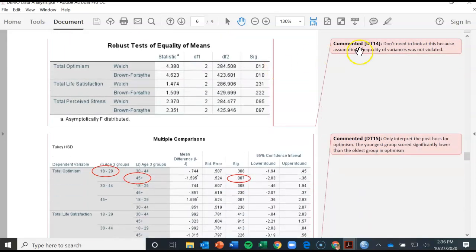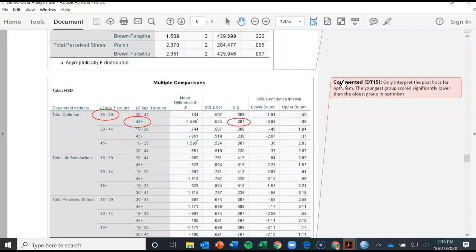Now, we don't need to look at the robust test of equality of means because we did not violate the assumption of equality of variances. If we had, we would need to look at this table and interpret it.